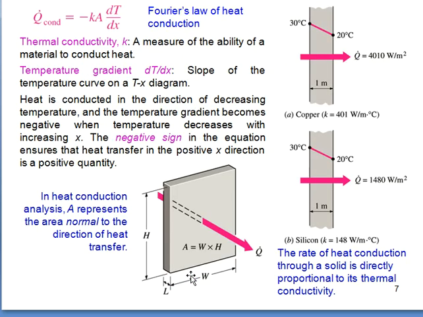That can also be defined. Q conduction we can write as minus k dT by dx. This is Fourier's law of conduction. The k whatever is there, we can define as a measure of the ability of the material to conduct heat. It is the ability of the material to conduct heat.